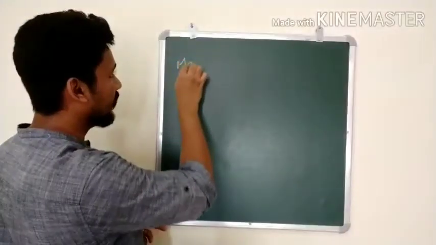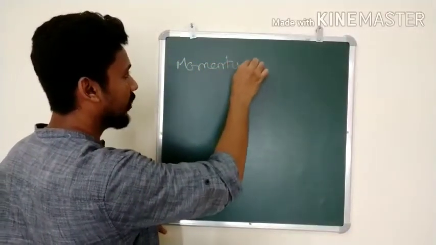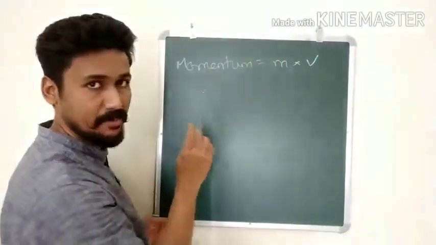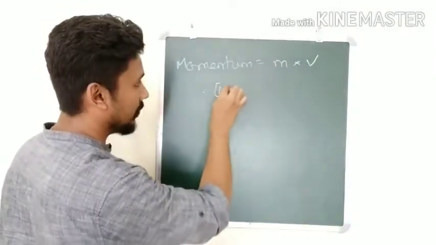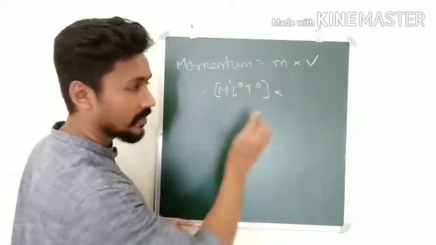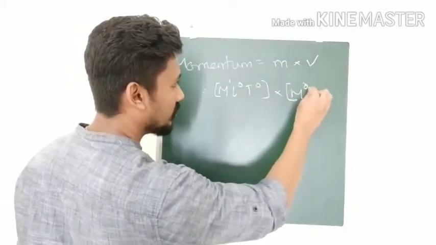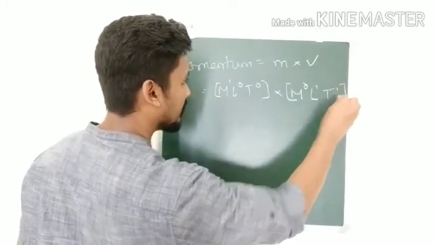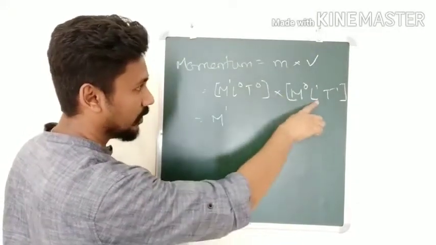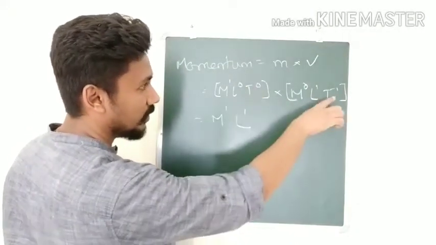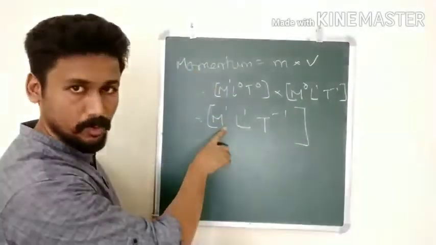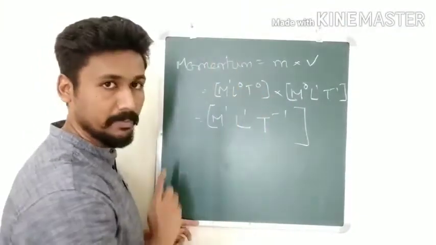Let us take the concept of momentum. Okay, dimensions for momentum. Momentum is given by mass into velocity. So how do you find dimensions for it? The dimensions for mass M1, L0, T0 multiplied by the dimensions for velocity, M0, L1, T minus 1. When you are multiplying M1 into M0, you will get M1, L0 into L1, you will get L1, T0 into T minus 1, you will get T minus 1. So this will be the dimensions for momentum: M1, L1, T minus 1.